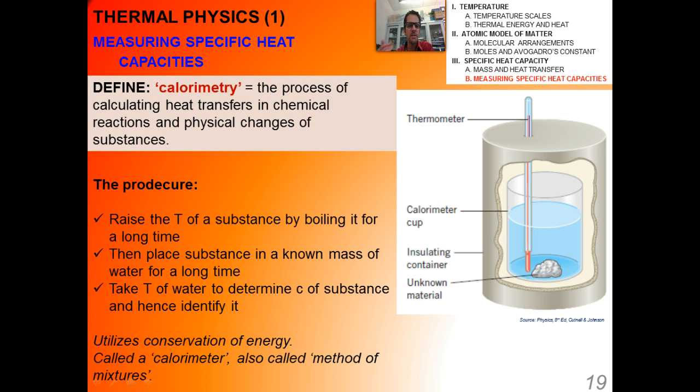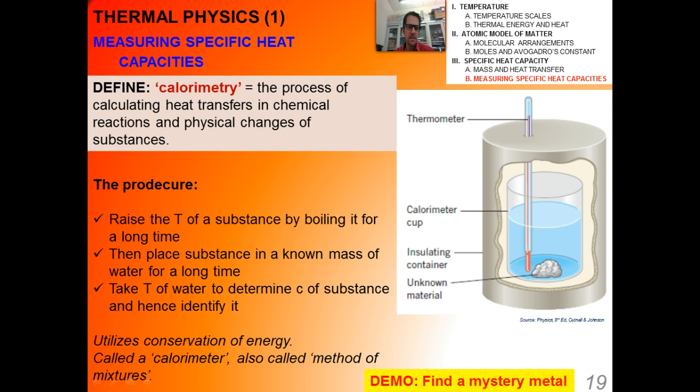Okay? So obviously this process utilizes the conservation of energy. This device is called a calorimeter. This is also called the method of mixtures. In the IB, you sometimes see that term. Why does it utilize the conservation of energy? Very important for you to understand. The heat lost by the unknown material is equal to the heat gained by the water, and by using Q equals MC delta T, we can ascertain what that mystery metal is, and we'll do this in class. We'll have you guys figure out what a mystery metal is.